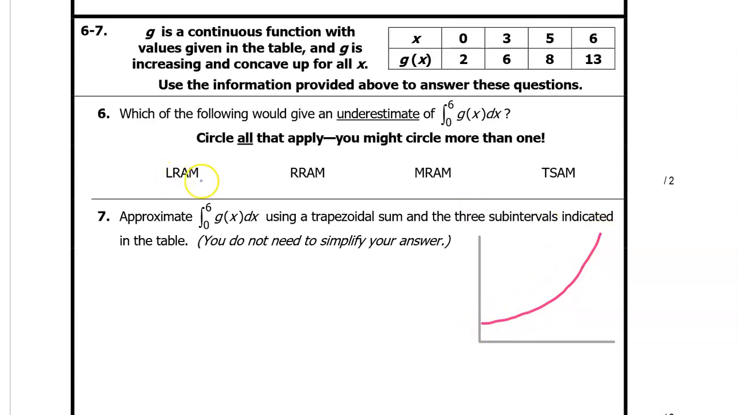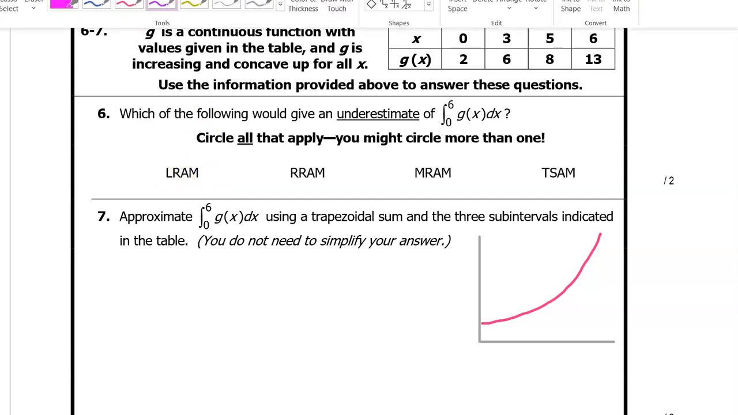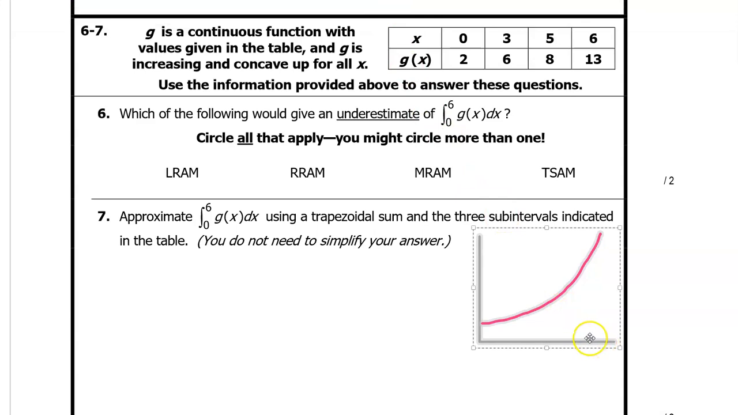Let's start with LRAM, that's left rectangle approximation method. So I'm going to draw a left rectangle, meaning that the rectangle will touch the function on the left side, like this. I can see that this is going to be an underestimate because this rectangle area is leaving out some of the area that is below the curve. So this is an underestimate.